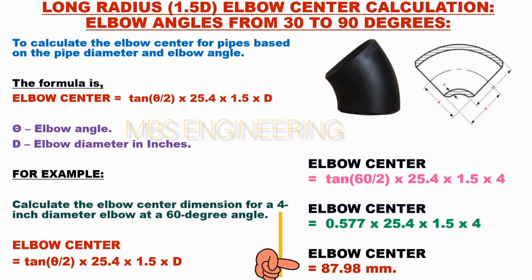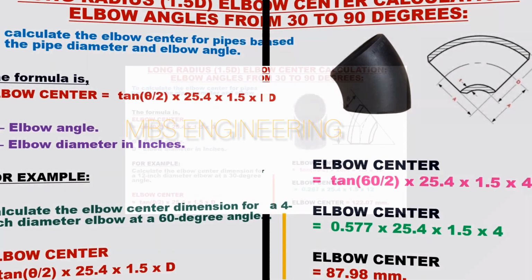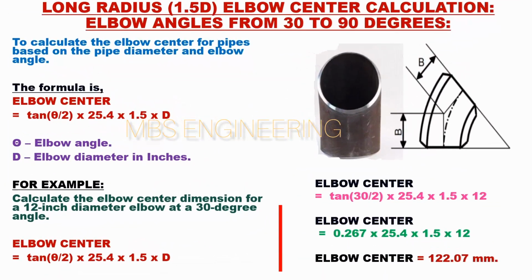Next, we will learn the sample elbow center calculation for the better understanding. Next, calculate the elbow center dimension for a 12-inch diameter elbow at a 30-degree angle. Elbow center is equals to tan theta divided by 2 into 25.4 into 1.5 into D.